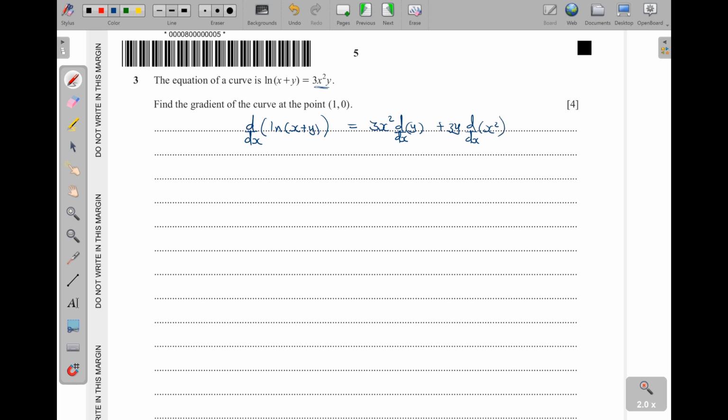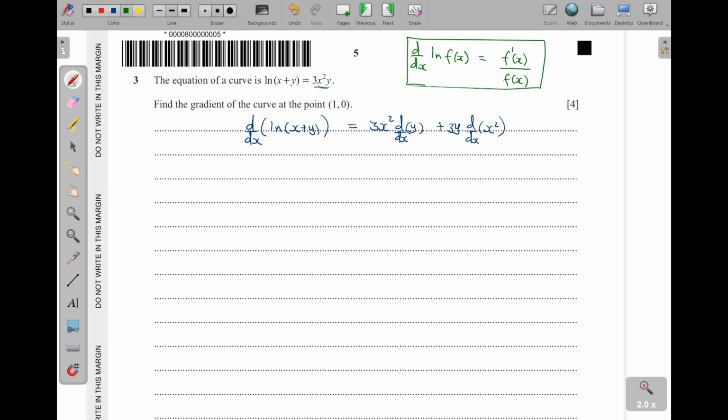Now, we also know that when you differentiate a natural log of a function, you get that function differentiated, then you divide by that function. That is one thing. Another thing is that when we are differentiating, this one is what we call implicit differentiation.